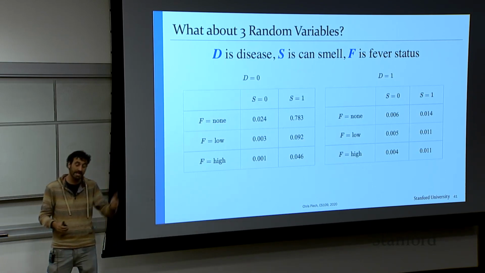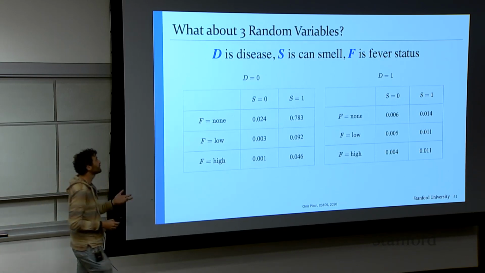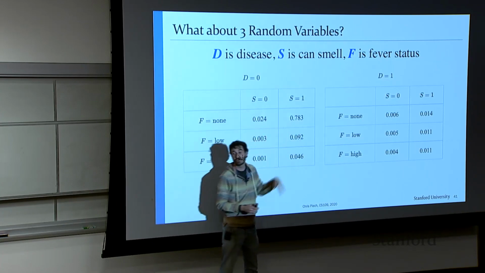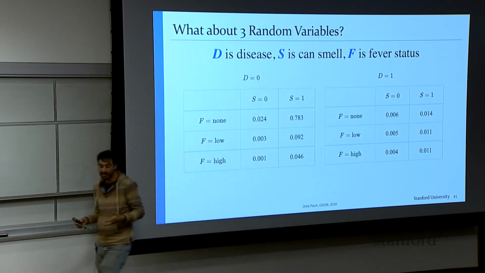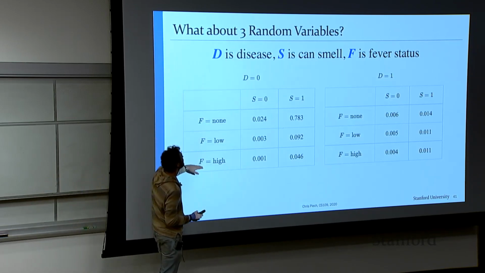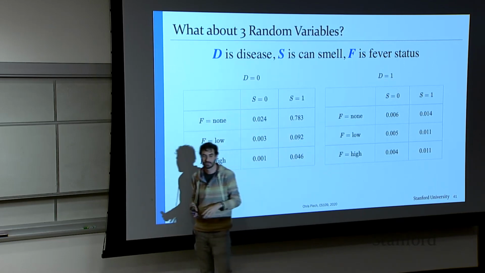Disease, and disease has 2 values, either 0, you don't have disease, or 1, you do. S is for smell, and smell can take on 2 values. You either don't have smell or you do have smell. And F is going to be your fever status, which is you can have no fever, low fever, or high. So we have a joint distribution over a disease and 2 possible symptoms.